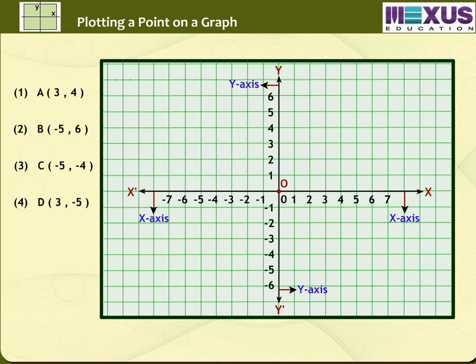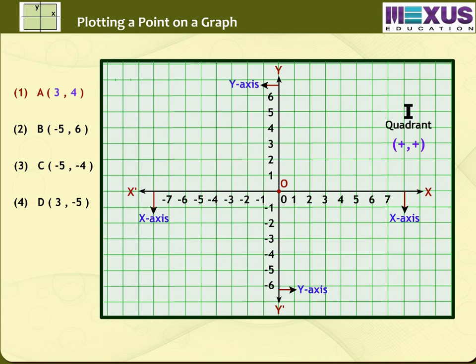Similarly, plot some more points: A(3, 4), B(-5, 6), C(-5, -4), D(3, -5), and find out in which quadrant they lie. 1. To plot the point A(3, 4), the x-coordinate of A is 3 and the y-coordinate of A is 4. Both are positive, hence the point A(3, 4) lies in the first quadrant.